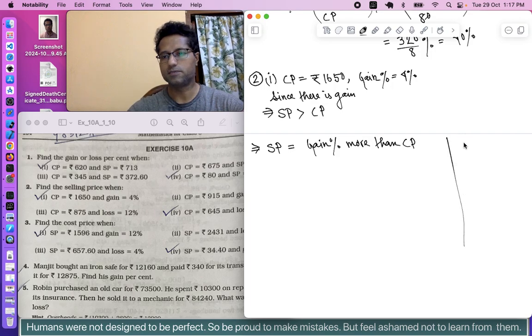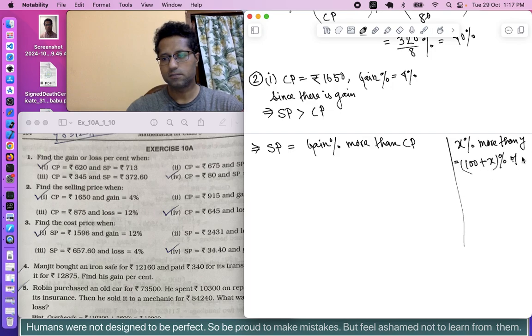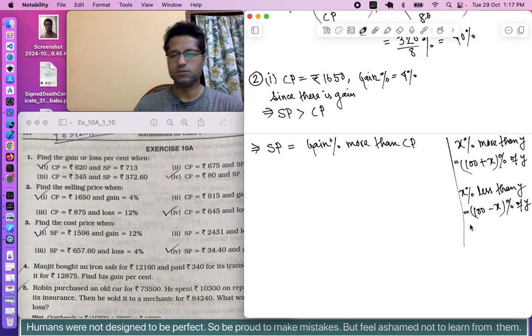That is X percent more than Y is equal to 100 plus X percent of Y. Similarly, what is X percent less than Y? It is equal to 100 minus X percent of Y. So these are two very important concepts of percentages.